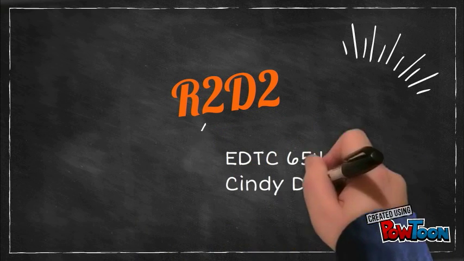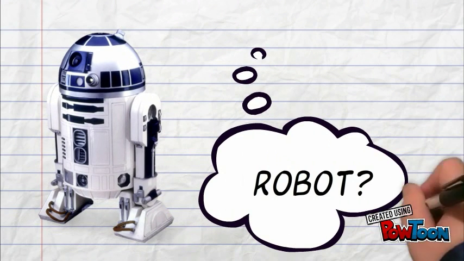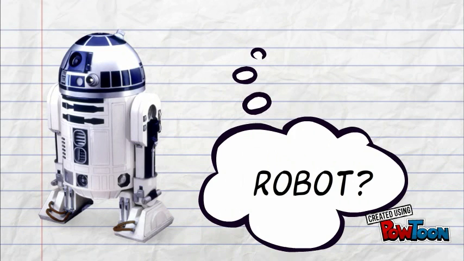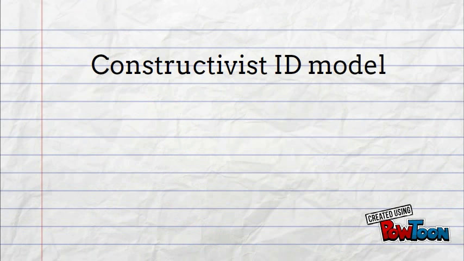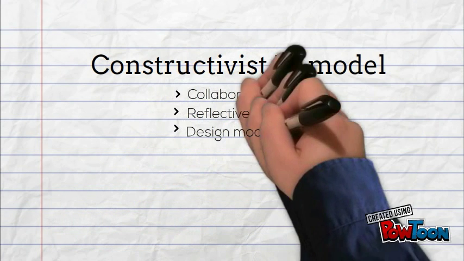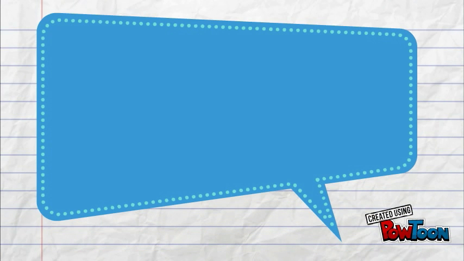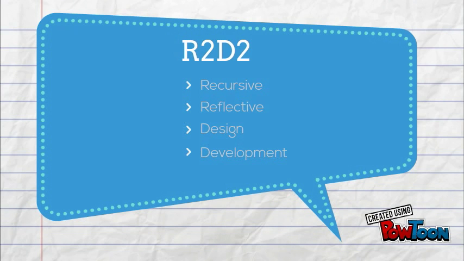What is R2D2? I know you thought the same thing I first thought. A cute little robot from a movie we know, but it's not. It's actually a constructivist ID model. Jerry Willis set out to create and develop an instructional model that would reflect a more collaborative and reflective design model. The acronym R2D2 stands for Recursive, Reflective, Design, and Development.